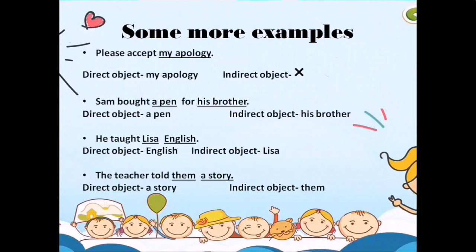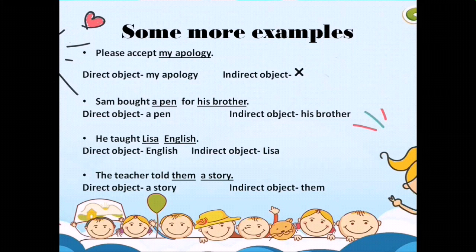Sam bought a pen for his brother. Bought what? A pen. A pen becomes the direct object. And Sam bought the pen for whom? His brother. His brother becomes the indirect object. He taught Lisa English. Taught what? English. English becomes the direct object. And English was taught to whom? Lisa. Lisa becomes the indirect object.